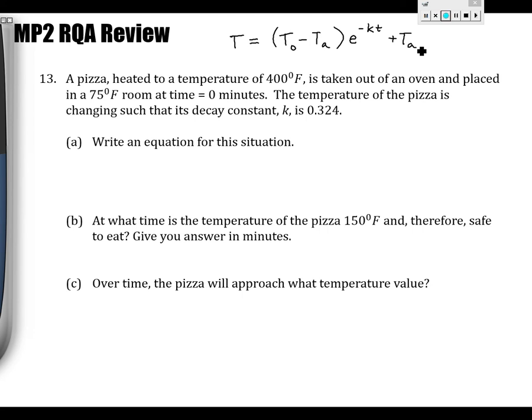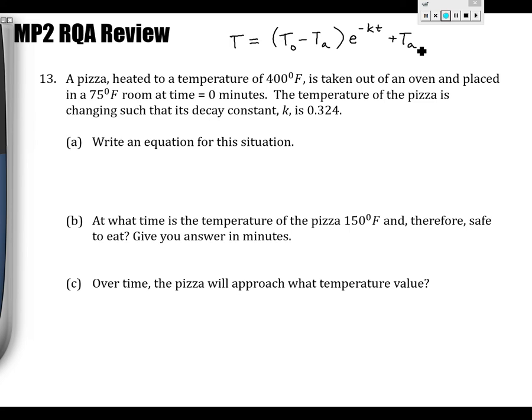Well, because if you have a pizza that's heated to, for example, 400 degrees, taken out of an oven, and placed in a 75-degree room, then that means this coefficient out here will be 400 degrees, the initial temperature of the object, minus 75 degrees. So this coefficient out front with the parentheses represents the temperature differential between the thing and the room, or the ambient space, whatever it is.